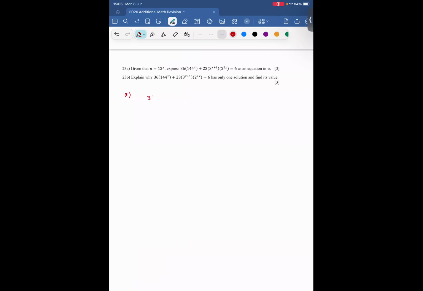So 36. 144 is actually 12 power 2. So this becomes 12 to the power 2x. This one, break it up. This is actually 3 power x times 3 power 1 times 2 to power of 2x. So this is actually 12 power x squared. This is actually 2 to the power 2, power x.